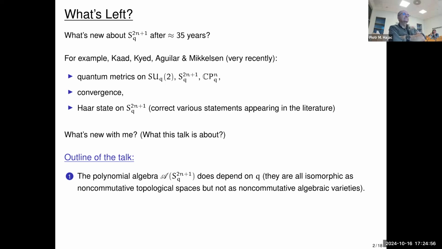So the geometrical interpretation is that this family of spheres that depend on this parameter Q, they are all isomorphic as non-commutative topological spaces.